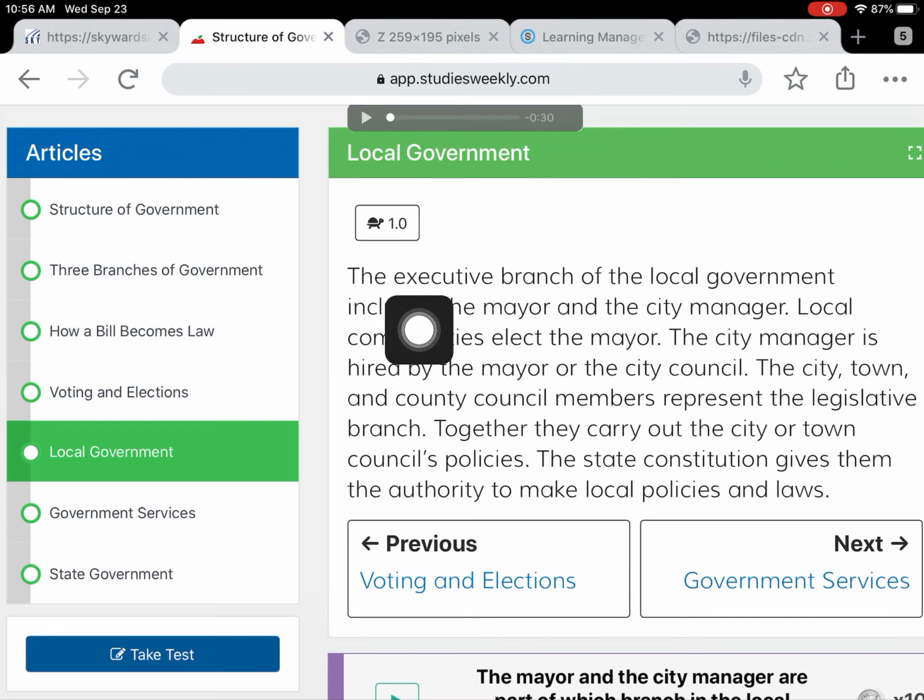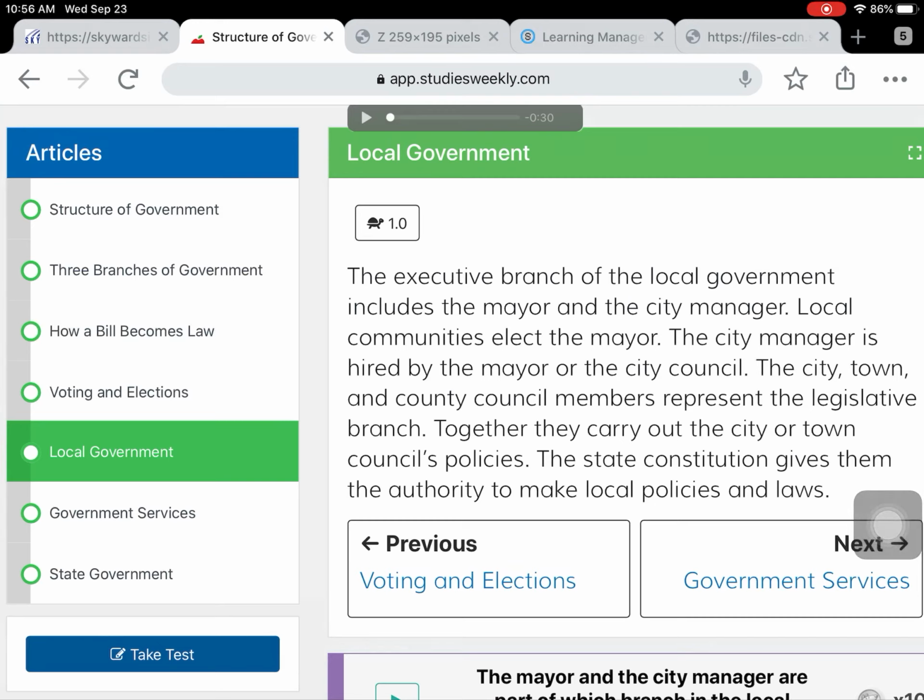Let's go ahead and read this here. The executive branch of the local government includes the mayor and the city manager. Local communities elect the mayor. The city manager is hired by the mayor or the city council. The city, town, and county council members represent the legislative branch. Together, they carry out the city or town council's policies. The state constitution gives them the authority to make policies and laws.